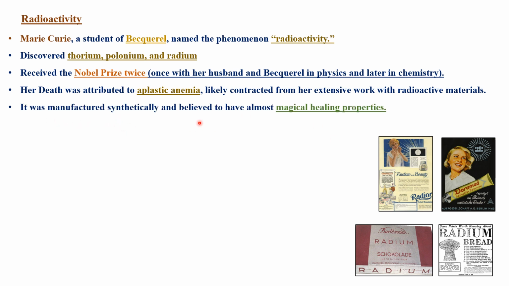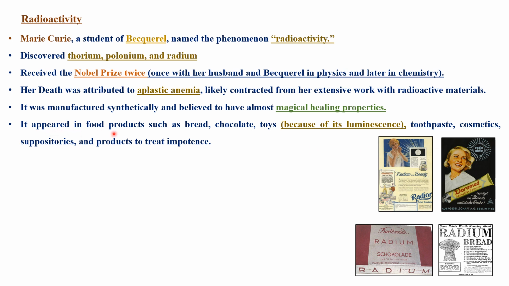Once they understood the importance of radium and its glowing or luminescence property, apart from the naturally available radioactive materials, humans started making them synthetically. Because of the luminescence property, they started believing that radium has some magical healing properties. So they started using radium in almost all products. As you can see on the right side, they started using it in bread, in chocolate, for cosmetic purposes, in toothpaste, and even for treating impotency.